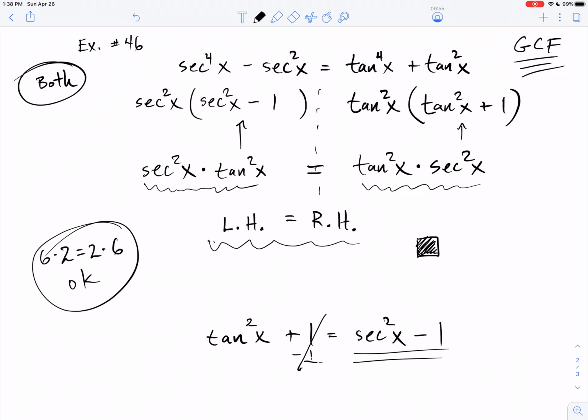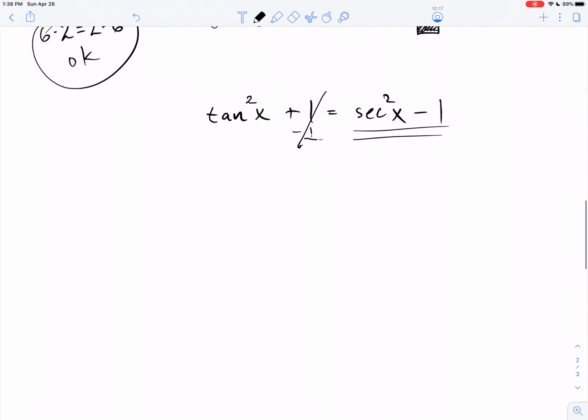But take a look at it. That's a 4-stepper. I did 2 steps on this side. I did 2 steps on this side. That's 4 steps, and I had both sides equal to each other. Any identity, the object of the game is to make one side equal the other side. So I'm going to scroll down and we're going to do the next one.